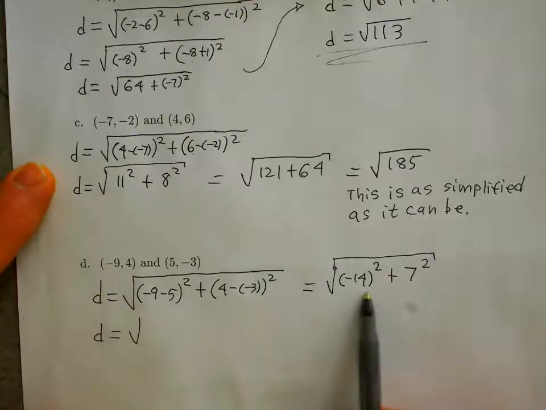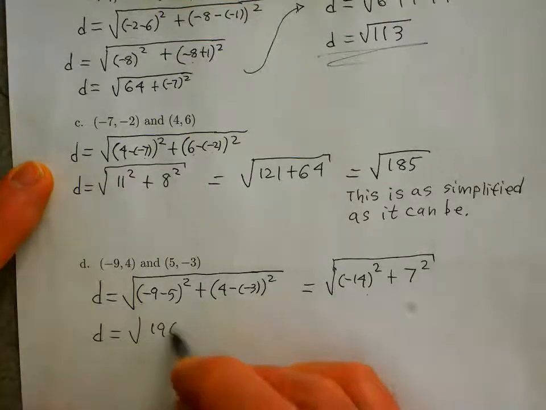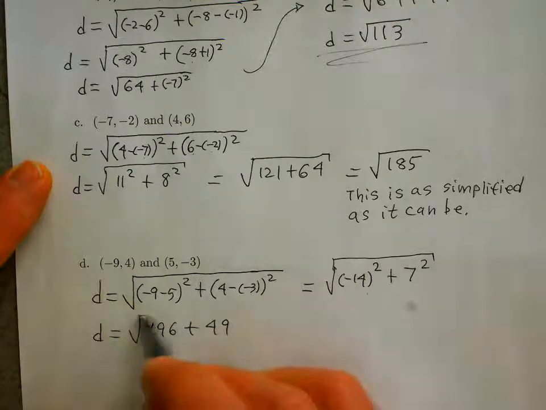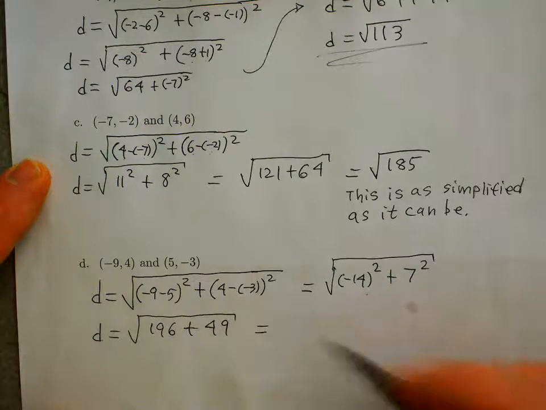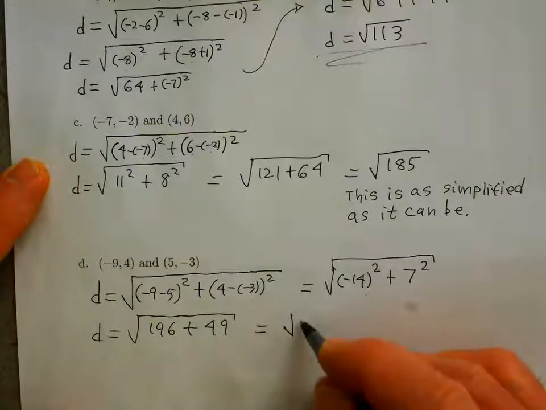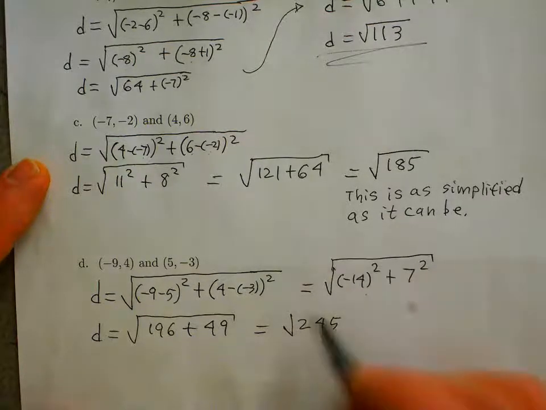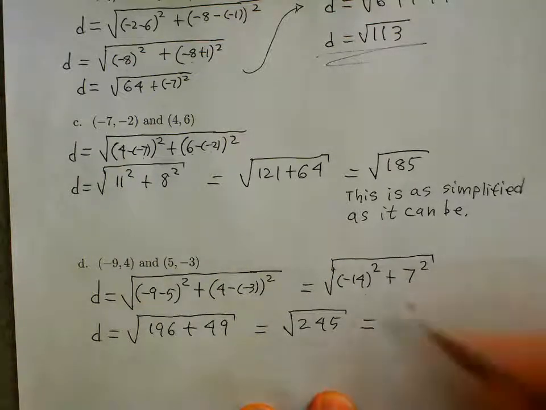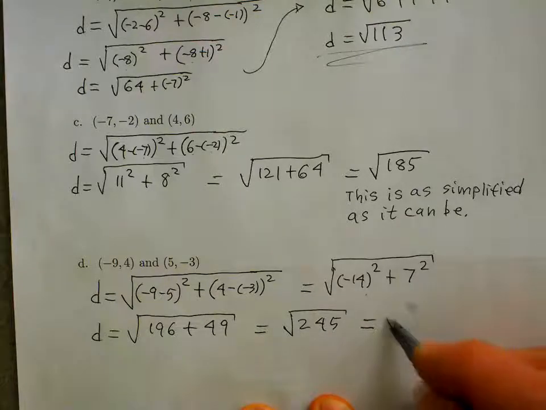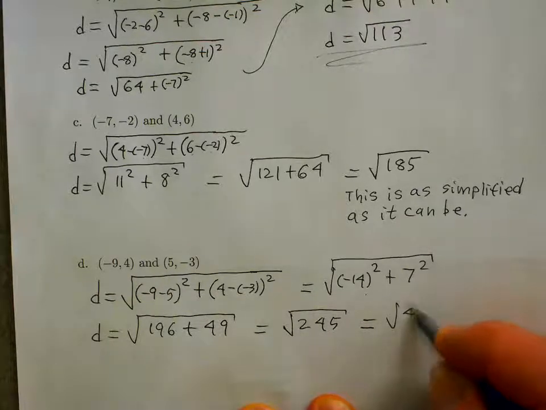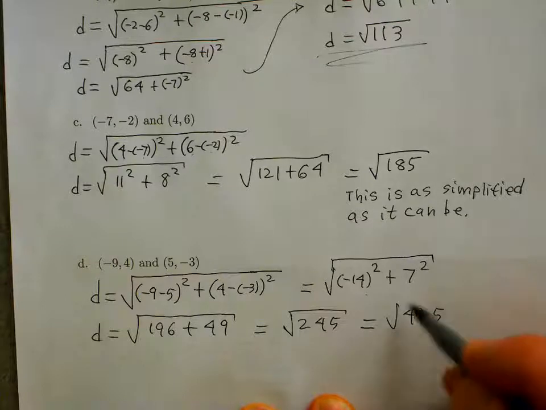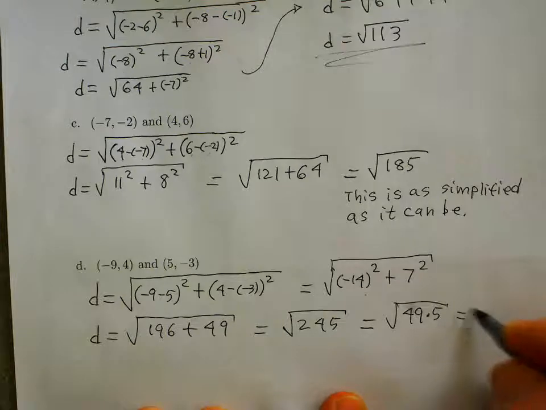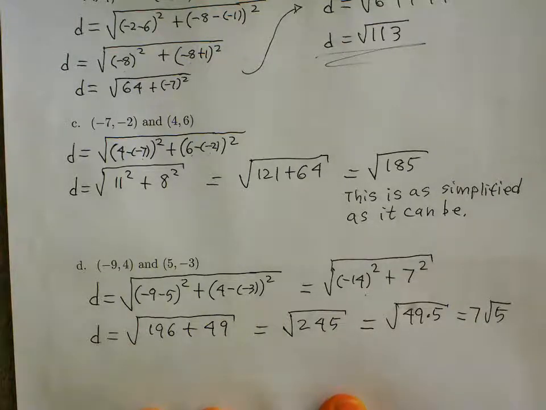So negative 14 squared is 196. 7 squared is 49. So we get the square root of 245. But 245 is 49 times 5. And then the square root of 49 is 7. So 7 times the square root of 5 is the distance.